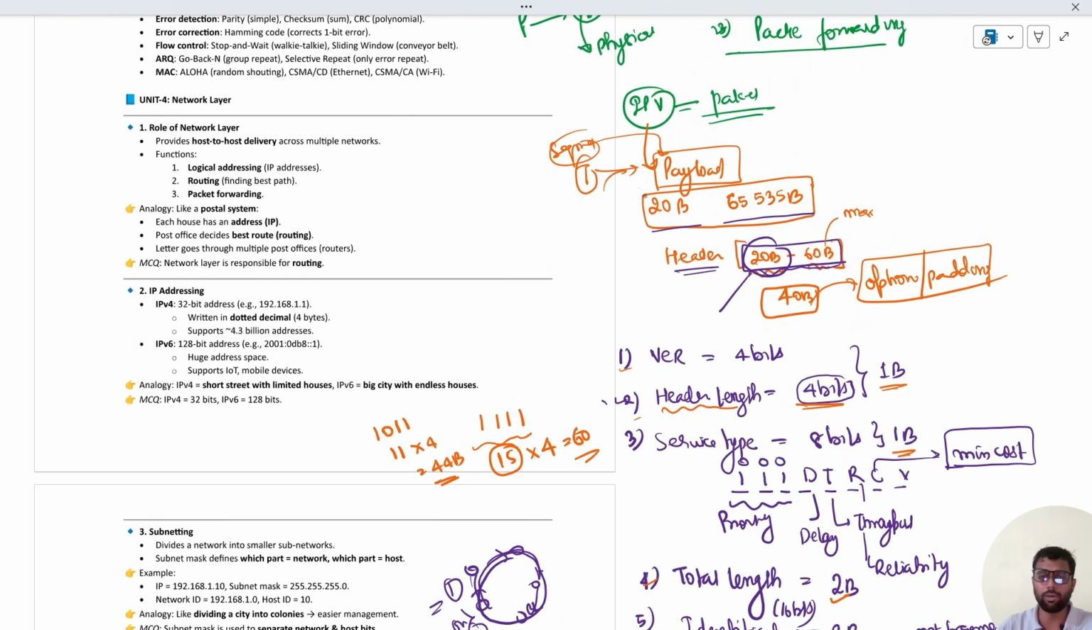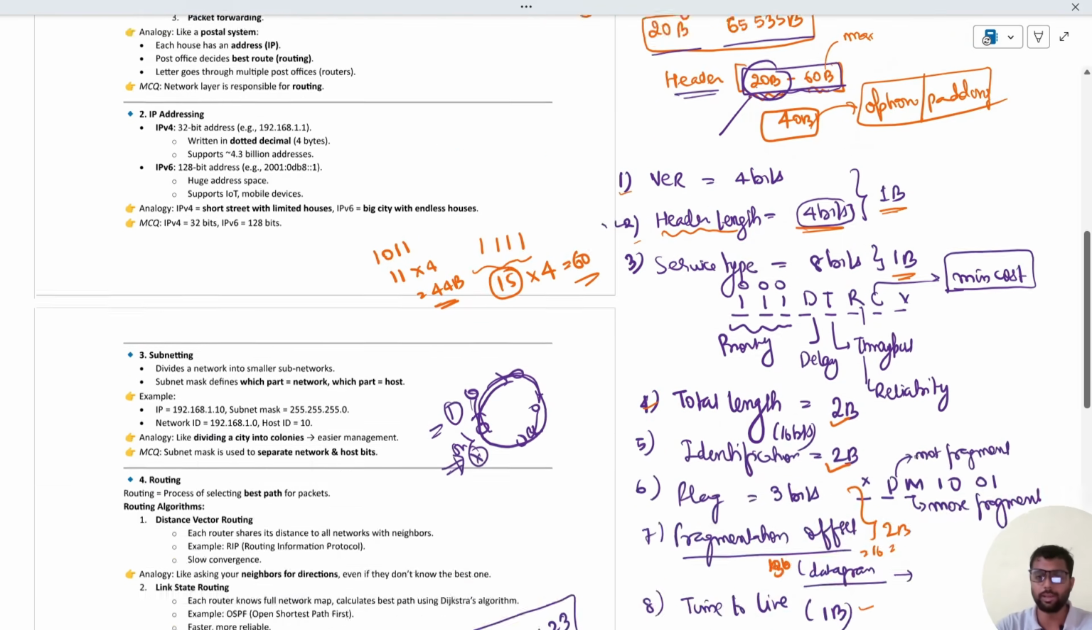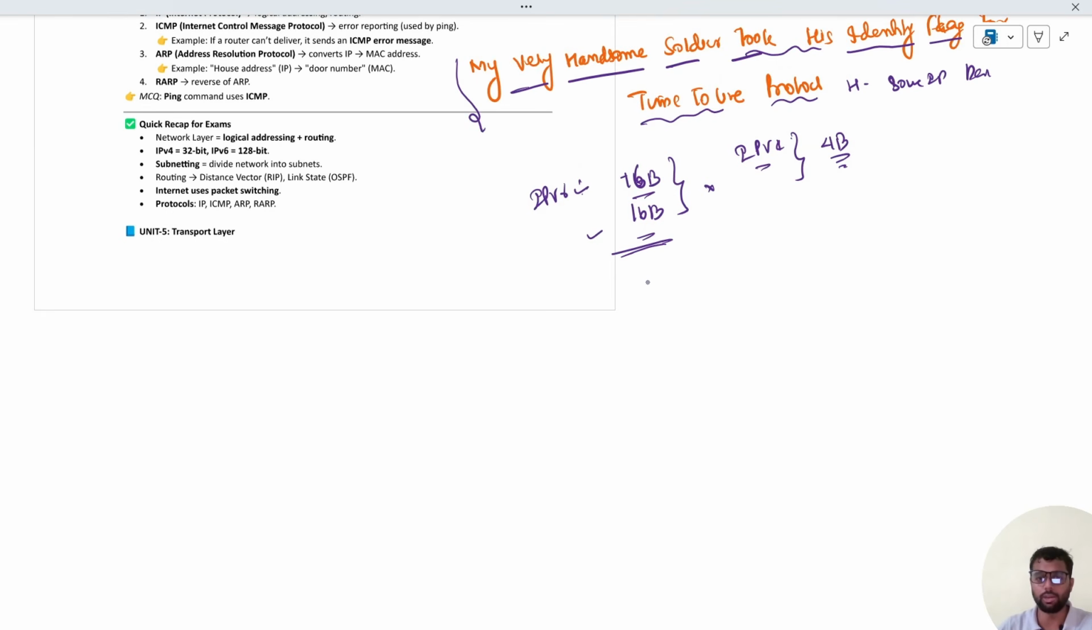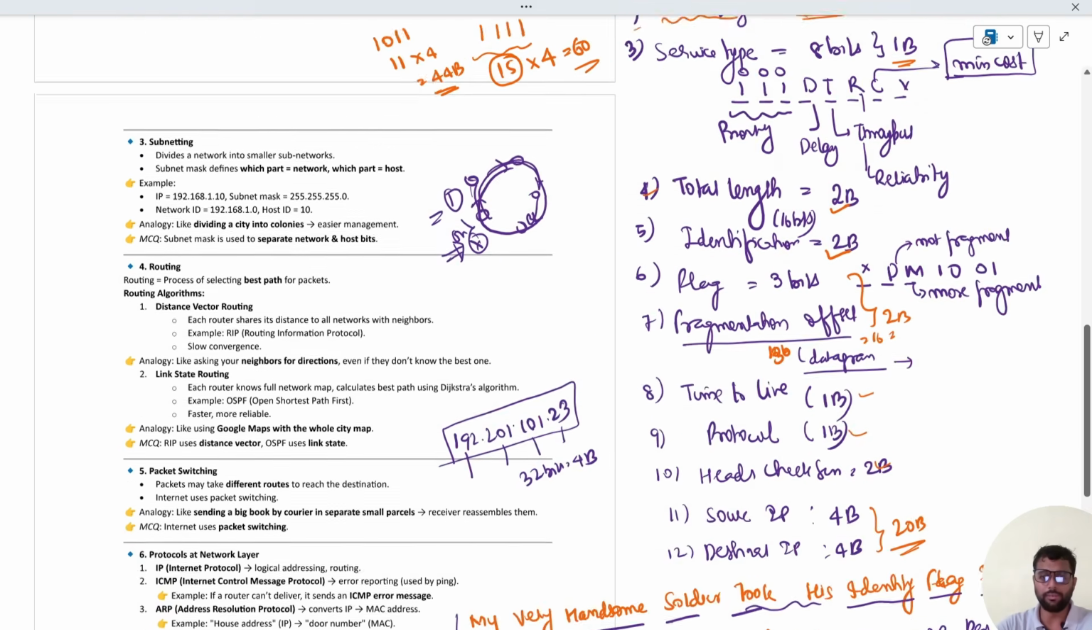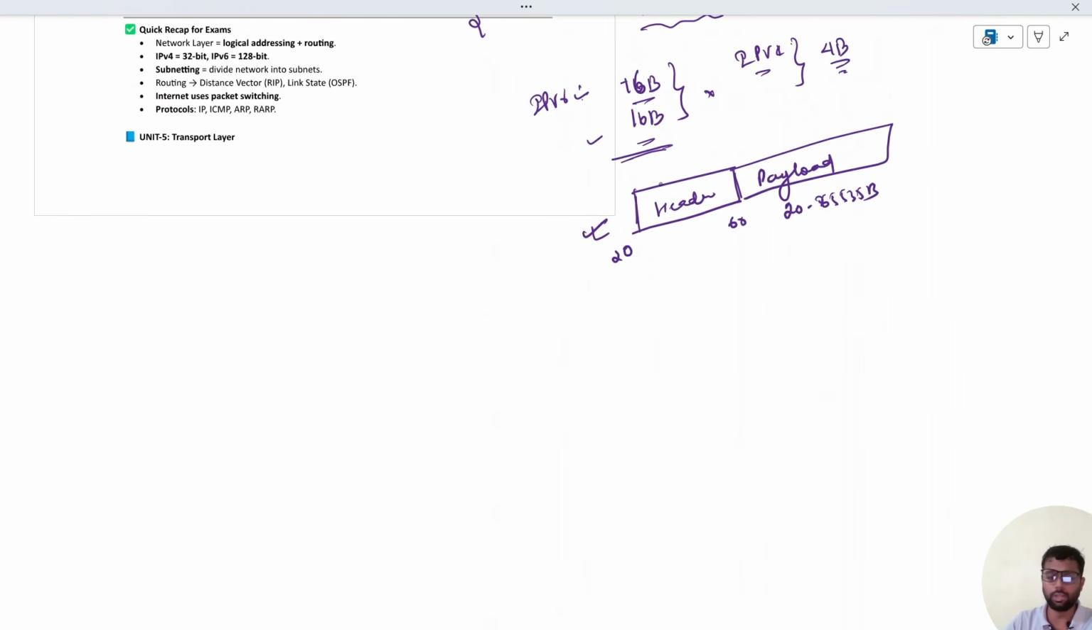We have seen the payload and this is the header. So the actual frame, or the actual datagram, datagram is what we have at the network layer. This will be header, and it will be around 20 to 60 byte, and then we have the payload, and this will be varying from 20 byte to 65,535 bytes. Okay. So we have seen the frame. Now let us move to the logical addressing.